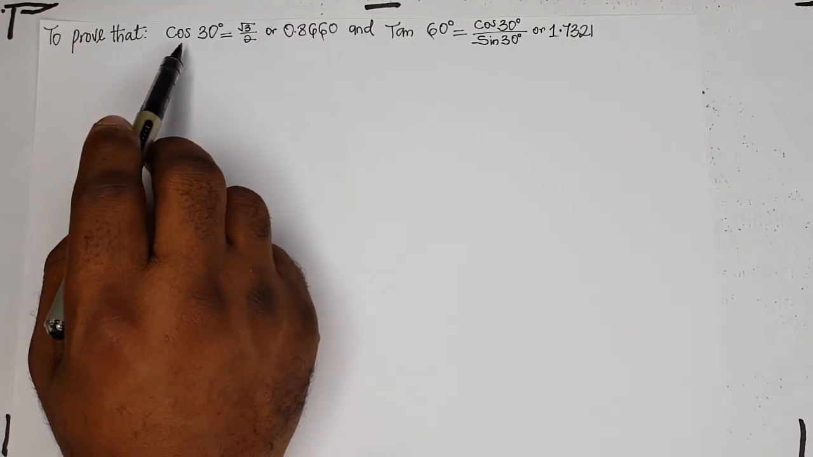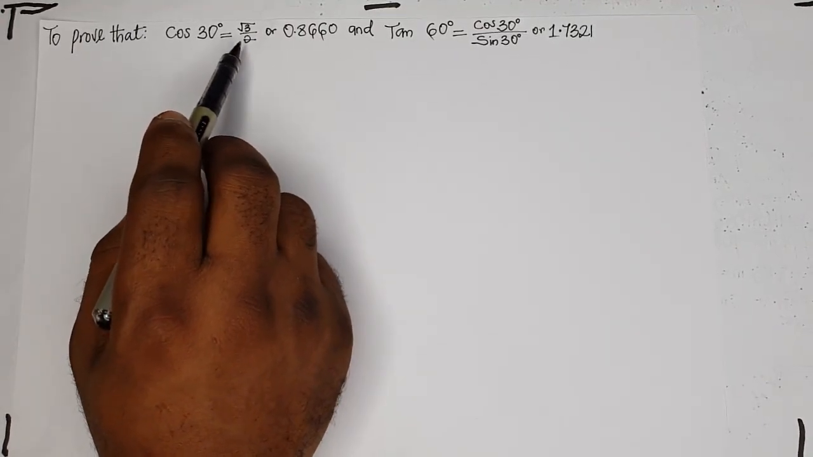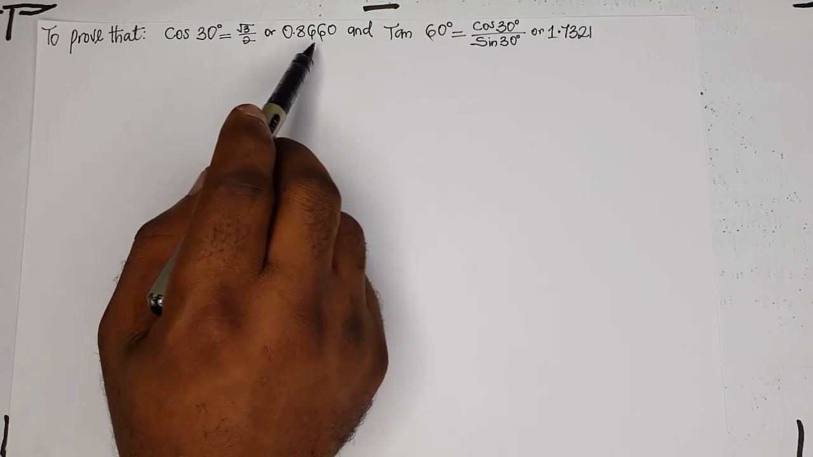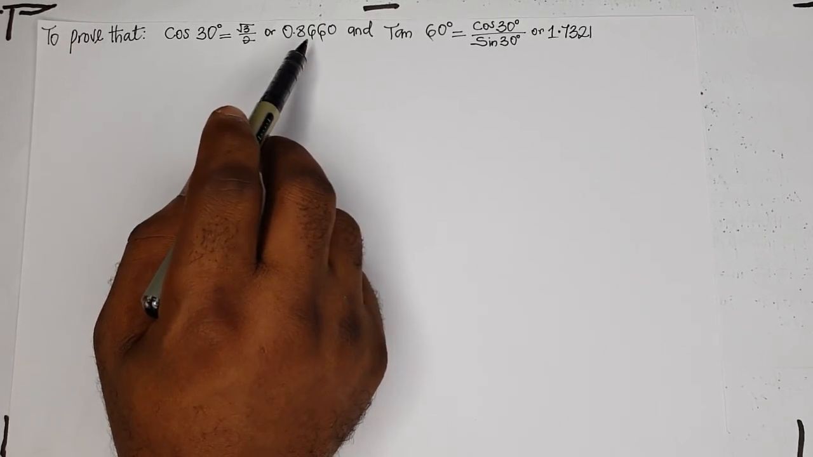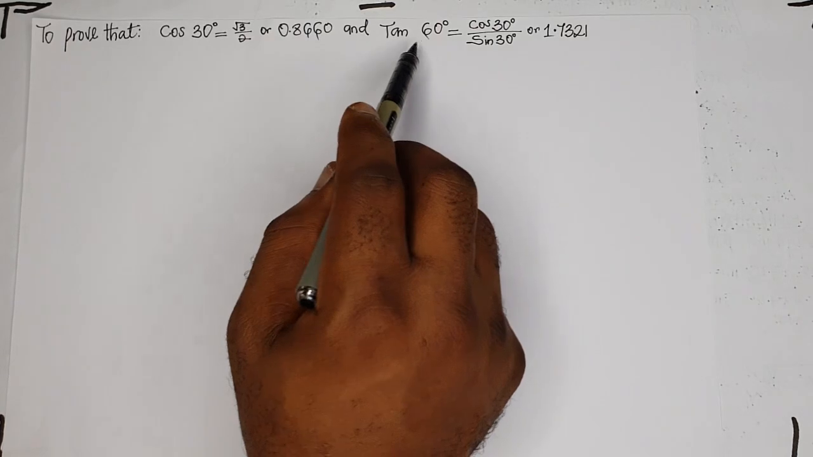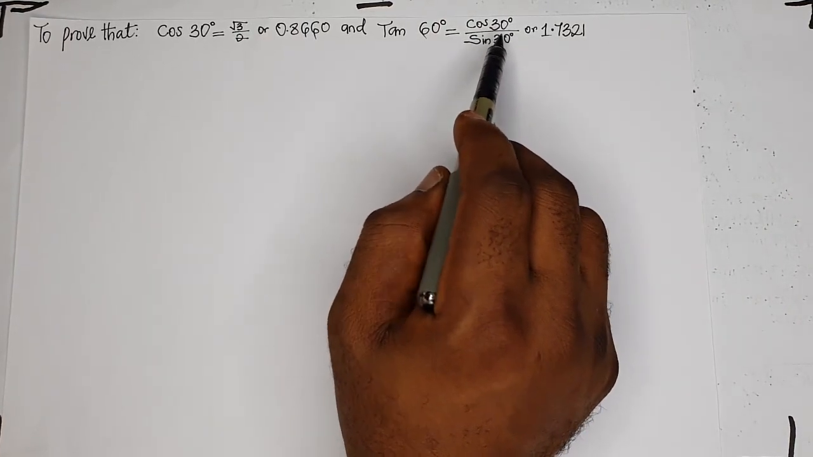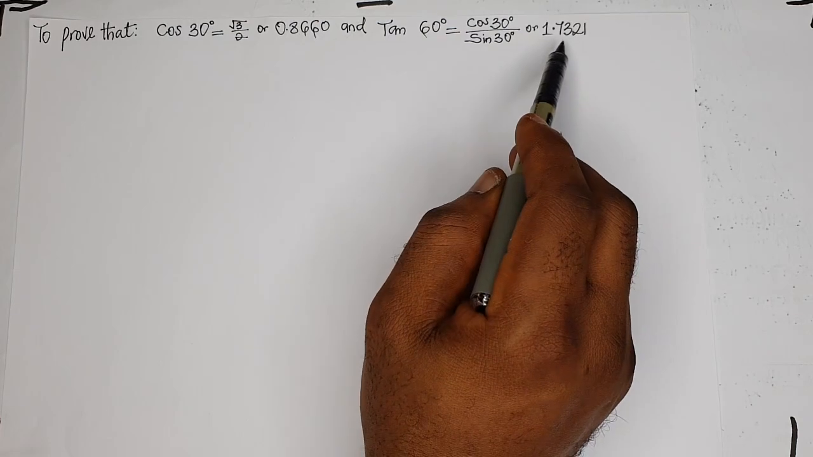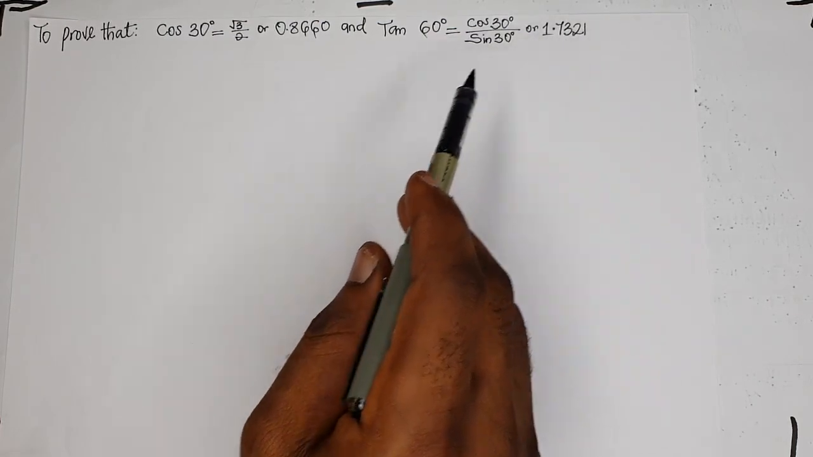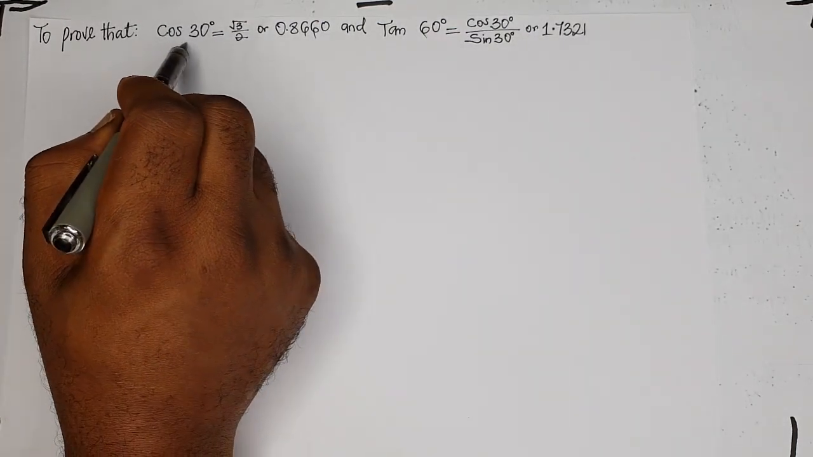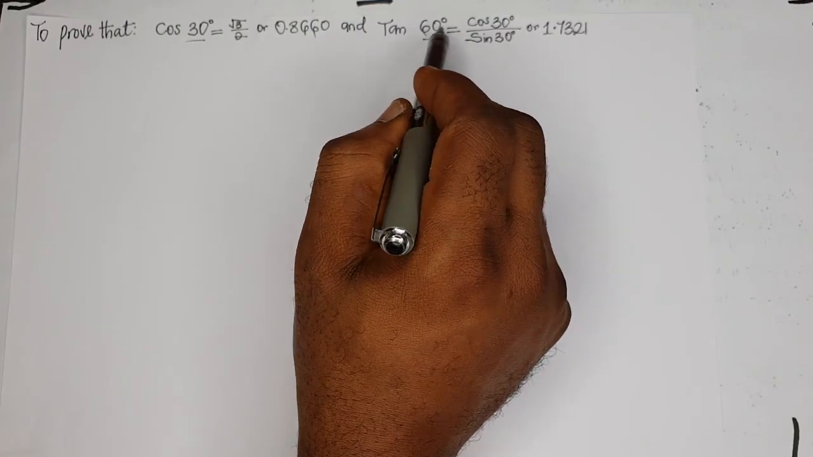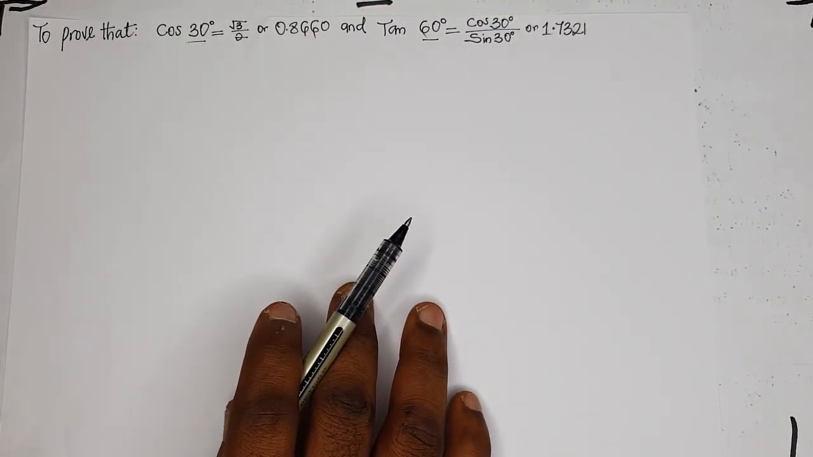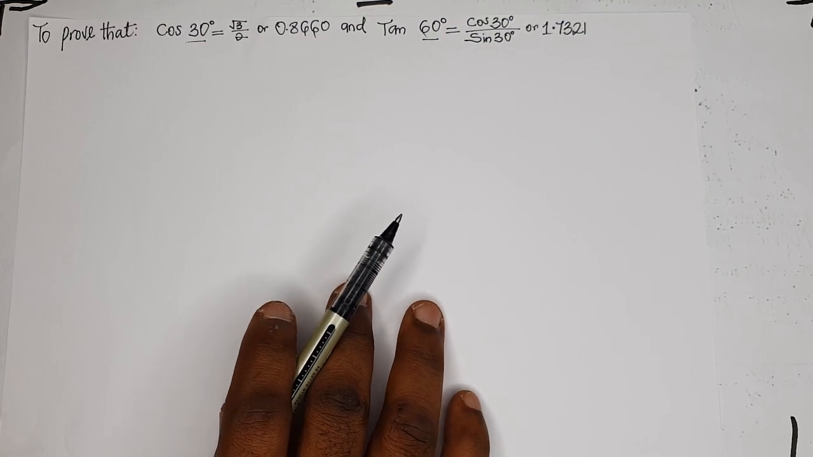We want to prove that cos 30 is equal to the root of 3 upon 2, or 0.8660. And after that, we'll prove also that tan 60 is equal to cos 30 all over sine 30 degrees, or 1.7321. Since we're dealing with 30 and 60, we can actually use the same triangle to represent the proof that we want to solve right now.